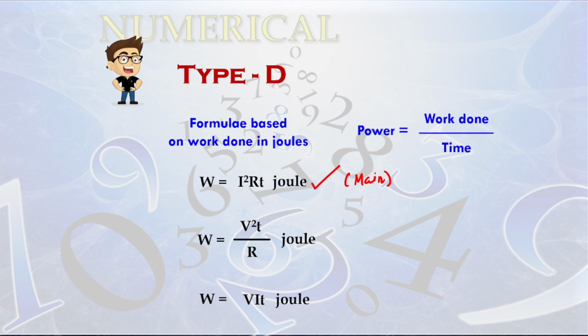And what other formulas are there? For power, we know that power is work done divided by time, and you know that the formula for work done is I square RT. Divided by T, T will cancel out and we will be left with I square R. Another formula is P is equal to V square divided by R, and also power is equal to V into I, if all the measurements are done in SI units.